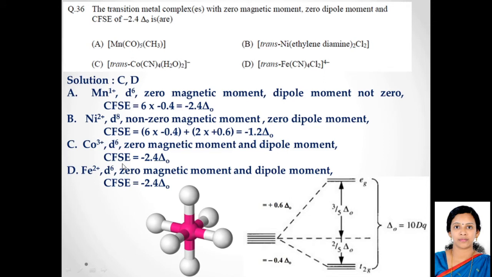The crystal field stabilization energy is also minus 2.4 delta O. So D is also correct. So options C and D are the correct answers. Let's move on to question number 37.